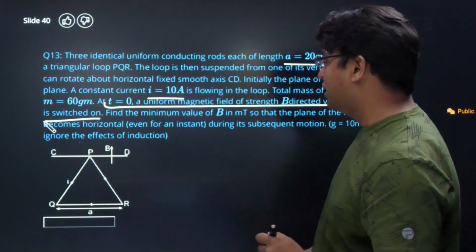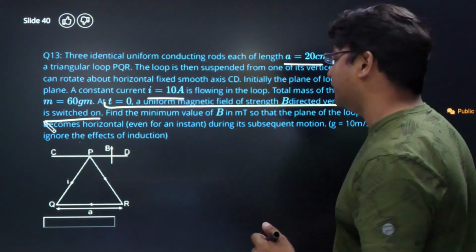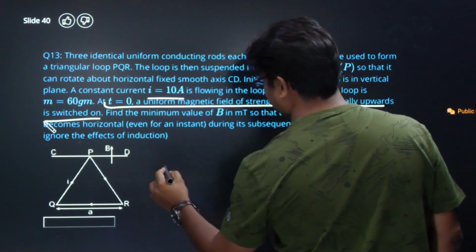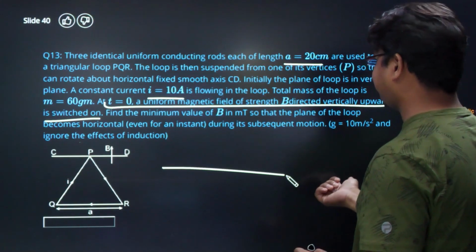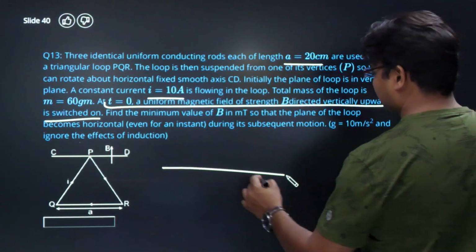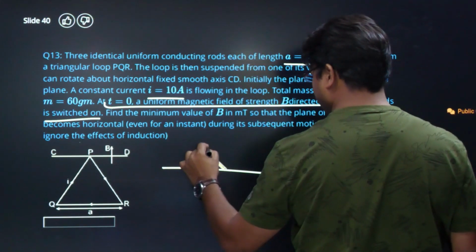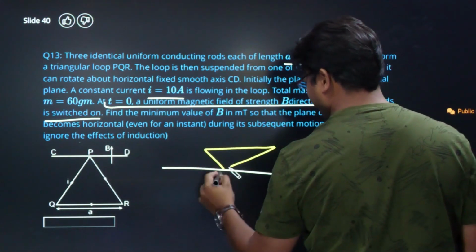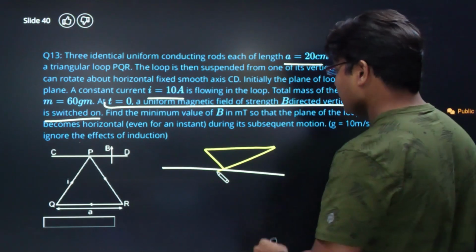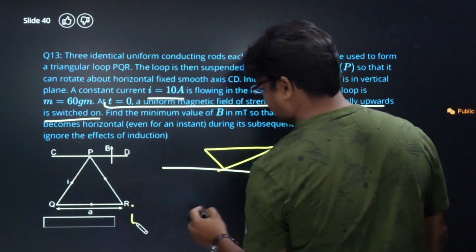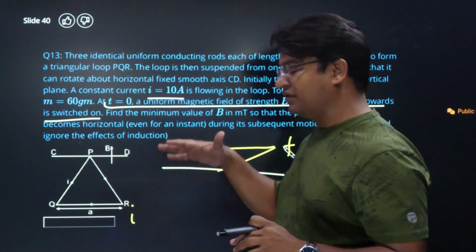We want to know what is the minimum value of B so that the plane becomes horizontal even for an instant. So the situation that we are looking for is one in which the loop attains the horizontal situation even for one instant. So it is vertical, it went like this. Okay, so if I consider this as the initial position, and this as the final position, what is happening? Because of the magnetic field, there is a torque.